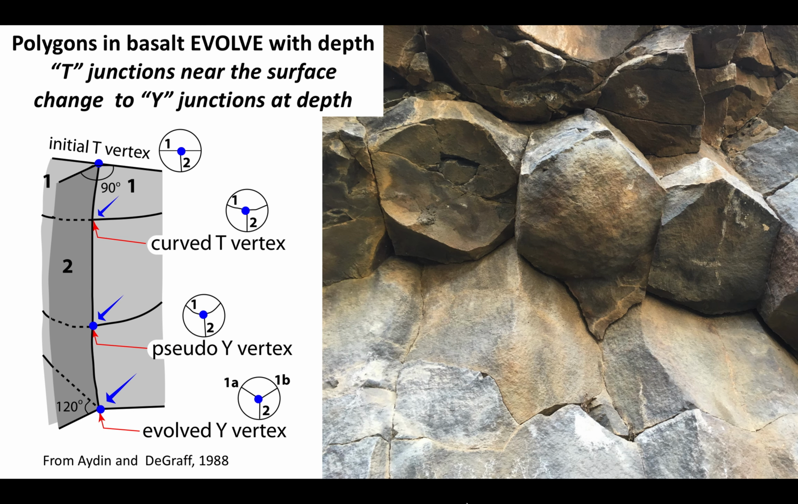This is a diagram published in 1988 by Aden and DeGraff, and they were the first to realize that the hexagonal patterns like you see in Northern Ireland evolve. It starts out as T junctions, a 90-degree junction here, and evolves toward Y junctions. So this is where the columnar basalt starts. Up here in the uppermost part of the flow, you don't have the hexagons, but then you do get this hexagonal pattern.